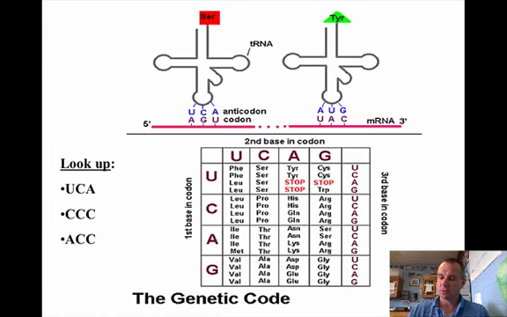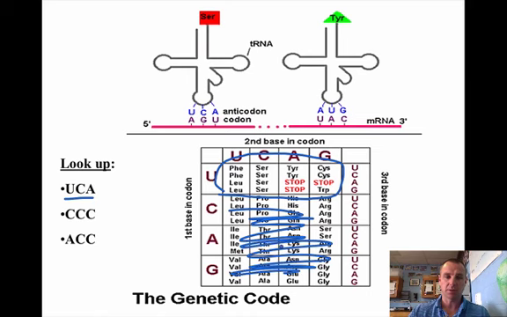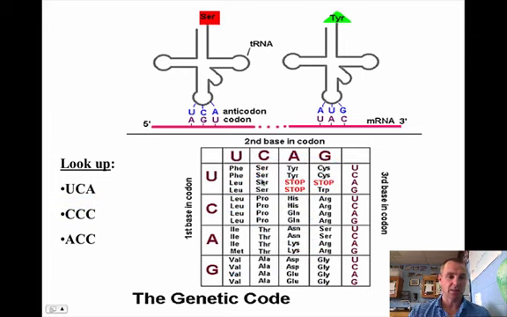If I ask you to look up, let's say, UCA, well, if you'll notice, the first base in the codon is U, so that tells me that the answer has to be out of these 16 possibilities. So these can't be the answer. The next letter is C, so it tells me it has to be one of these 4. So these can't be the answer. And then A. It actually tells me that serine is the amino acid that stands for UCA. All right, let's look up CCC.